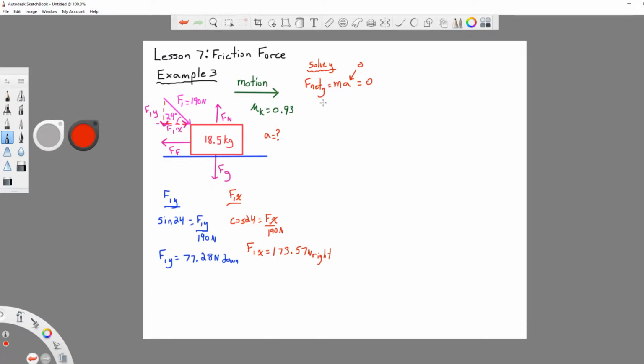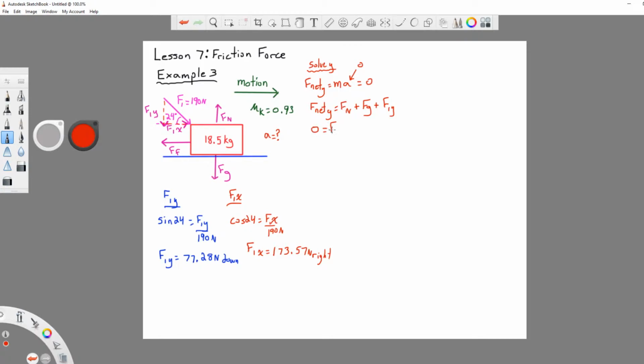Well, that makes things easy, because then we have F net y is equal to the sum of all the forces in the y direction. So it's equal to the normal force plus the force of gravity plus F1y, right? F1y here, which we just solved for. Okay. So now we end up with putting some numbers in.